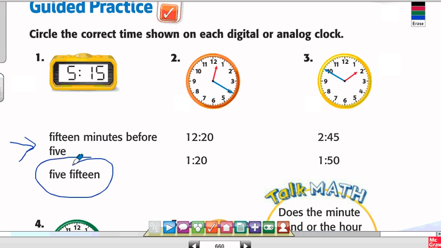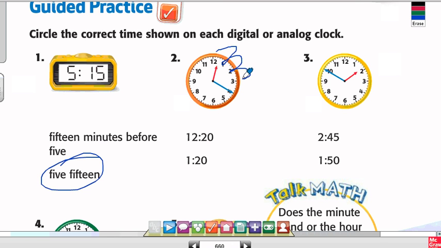12:20. So if the hour hand is between the 12 and the 1, it's 12. If it's between the 1 and the 2, it's 1. Is it between the 1 and the 2? No, it's not. So it's 12, and then I count by 5s. 5, 10, 15, 20. So 12:20.